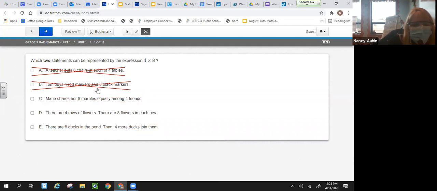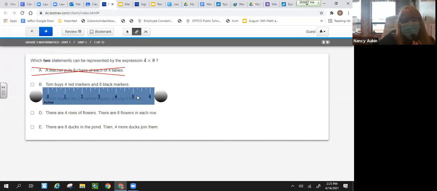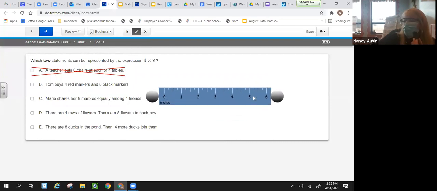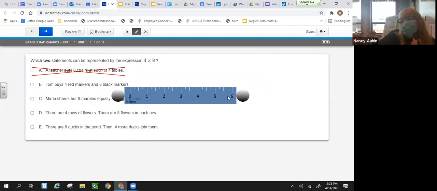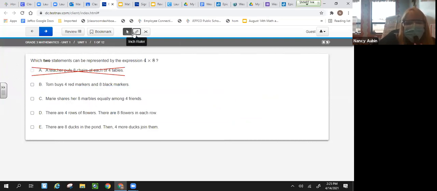Click off of it. Once you're in it, you can click off of it. Do you see how I did that? You can also go back to the pointer so you're not using it. On this one, you have a ruler. Do you guys see that? Yeah. Look, if you click on the inch ruler, you have a ruler. You can even move it around because you might have to measure something. So that's here. When you want to get rid of the ruler, you just click back onto that.